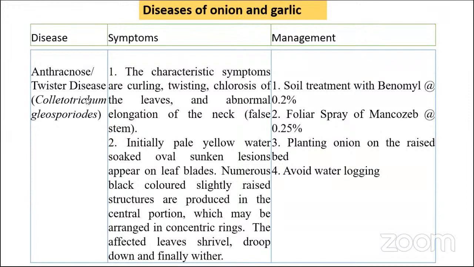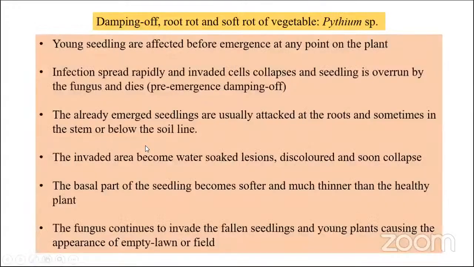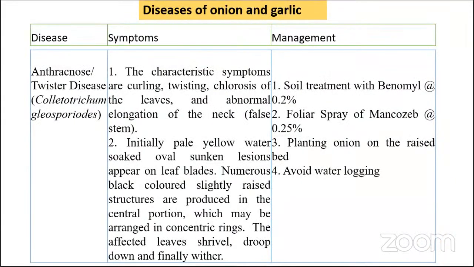Abnormal elongation of the neck occurs, so the stem and neck get damaged. Initially, pale yellow water-soaked oval sunken lesions appear on the leaf blades. Numerous black-colored, slightly raised structures are produced in the central portion, which may be arranged in concentric rings. The affected leaves shrivel, droop down, and finally wither. For the control of anthracnose, benomyl 0.2% to 0.25% is applied. Planting onion on raised beds is recommended, and we need to avoid waterlogged conditions.